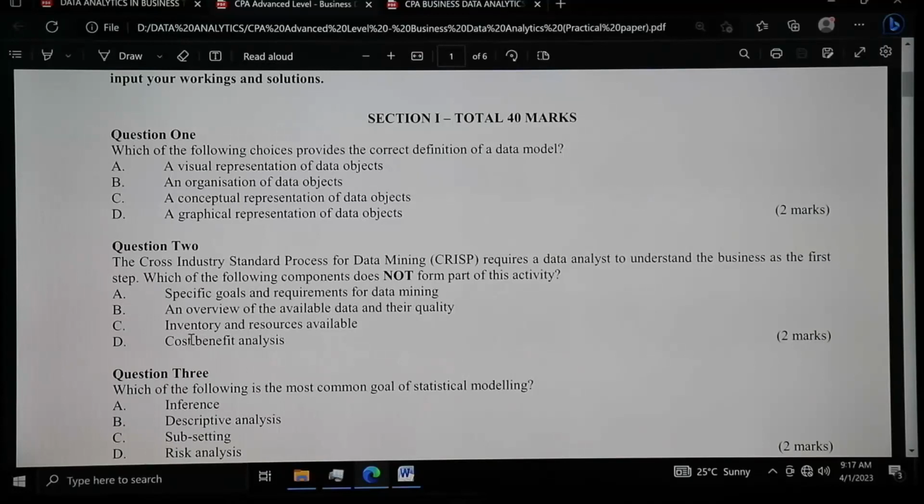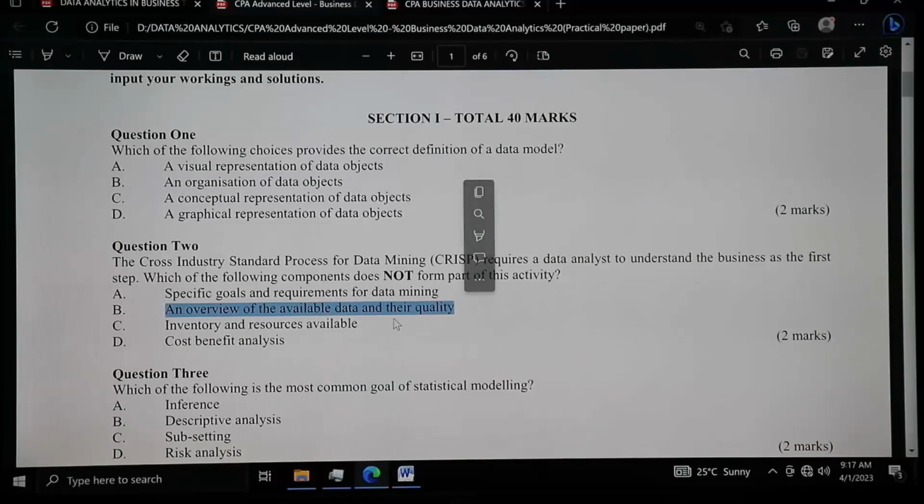So we talk of the overview of the available data and their quality. If you understand the overview of available data, that is, which data do you have, then you understand the business. To understand the business, you must understand the data, that is, what is already there, what is available, and their quality. Then an inventory of resources available.